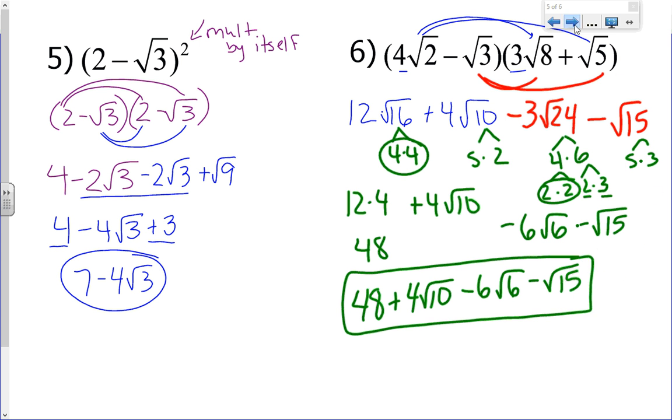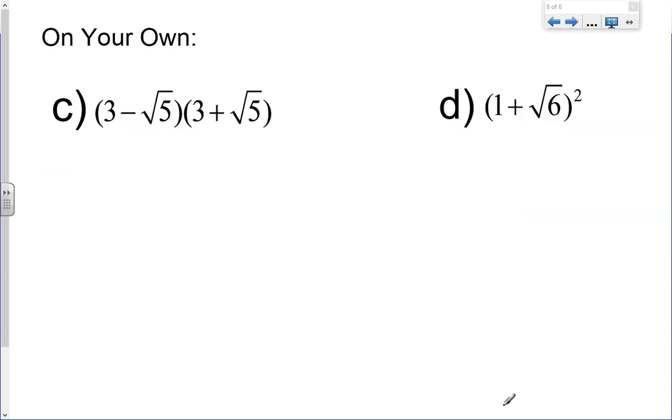All right, ladies and gentlemen, you have a couple on your own. I'm hoping the sub can get up here and press pause. I'll wait a little bit. But then I'm going to work these out, and you can watch that when the sub hits play.